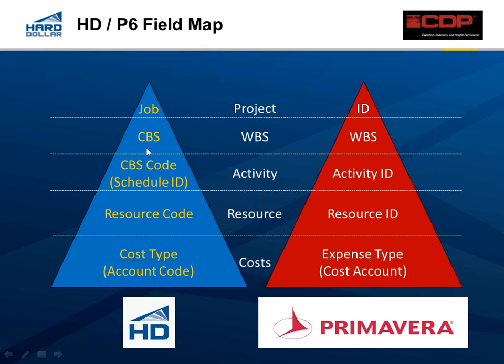So the cost breakdown structure should include costs for everything in the WBS, but then, as I mentioned, there's probably some other things that you have in your budgets and your estimates that you won't necessarily find in a schedule. Overheads, profit, contingencies, things like that.